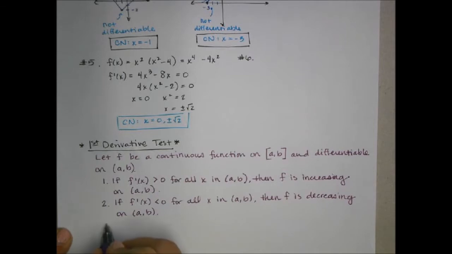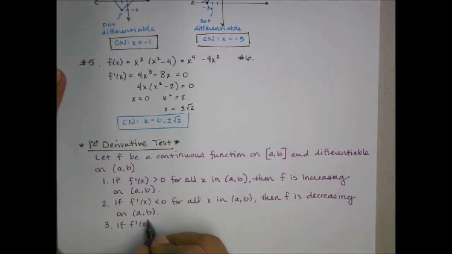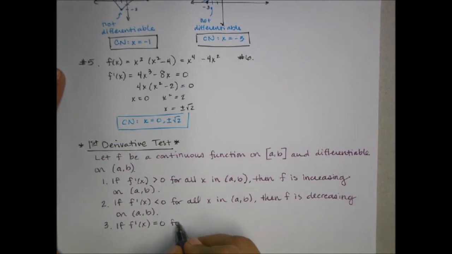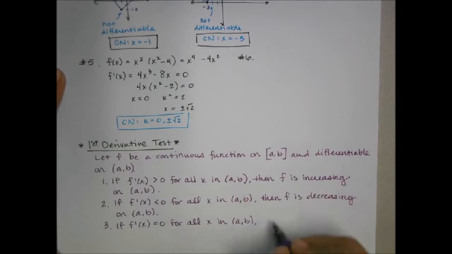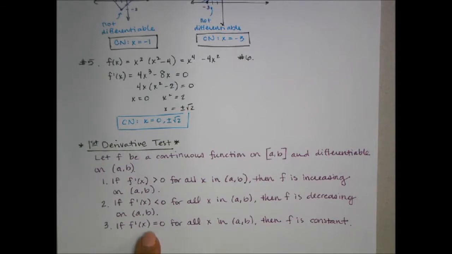Well, there's obviously a third case because functions don't always increase or decrease. There's one more thing that could happen. If my derivative is equal to 0 for all values in an interval, then the function is constant. For example, a horizontal line is going to be a constant function, so the slope of that line for all values is 0. That can happen for pieces of graphs, so watch out for piecewise functions as well. So that's the first derivative test.